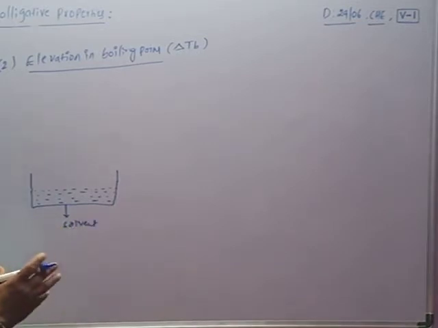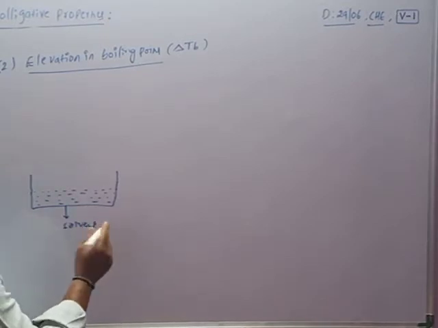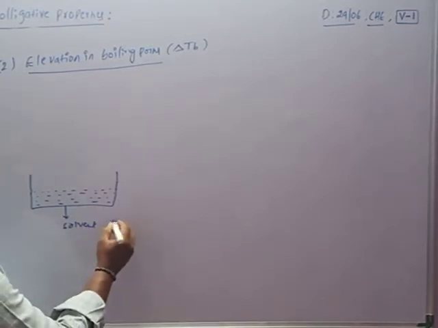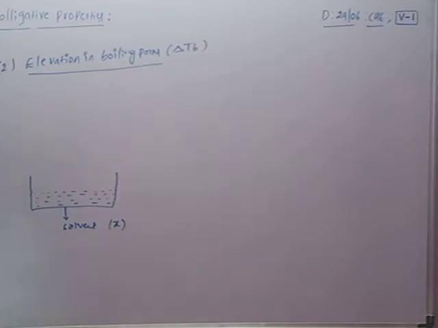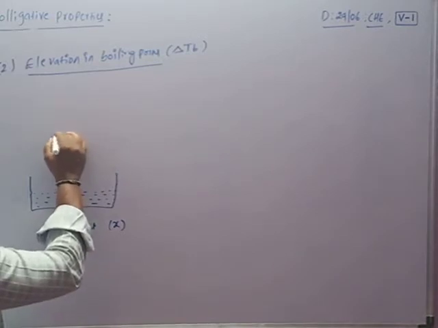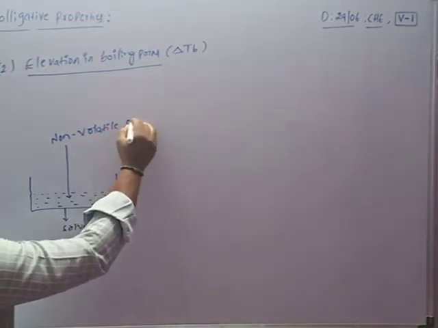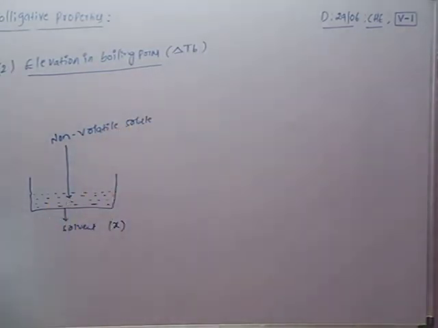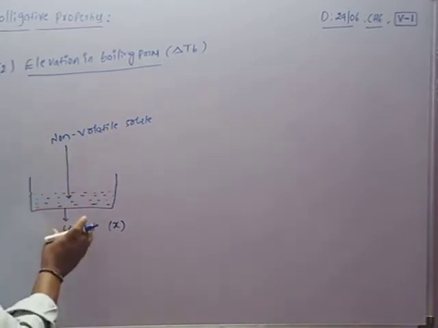The vapor pressure of the solvent is high, since a solvent vaporizes more readily. Let the vapor pressure of the solvent be X. Now a non-volatile solute is added to the solvent.